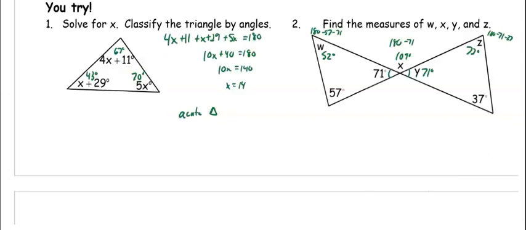Check your work for number 1 and number 2 to make sure that your answers are correct. Please pause the video if you need more time to check your answers.